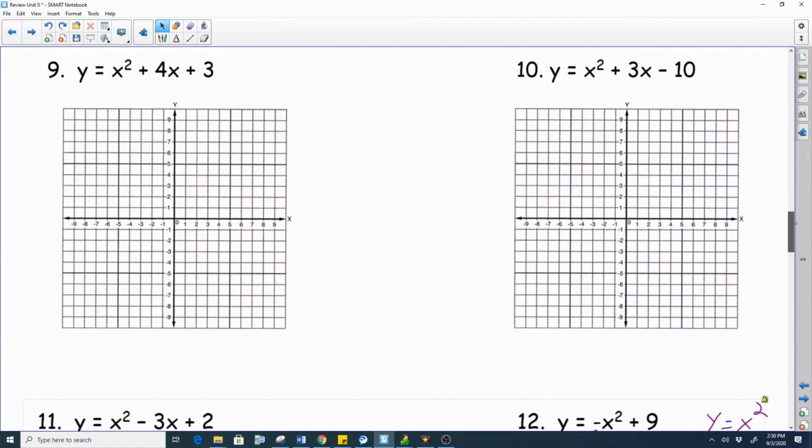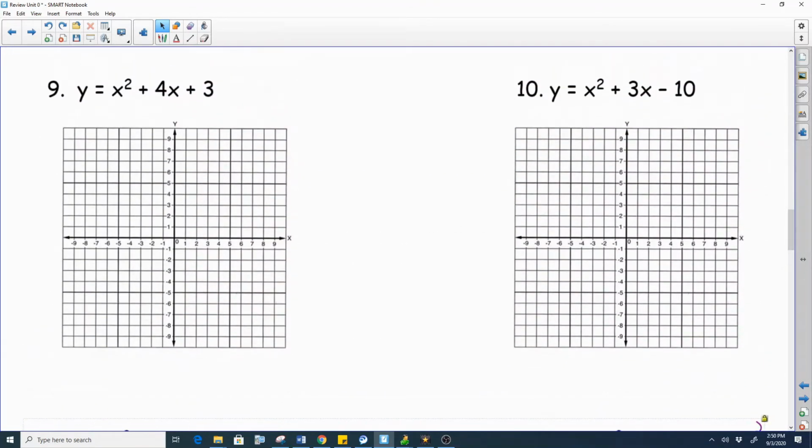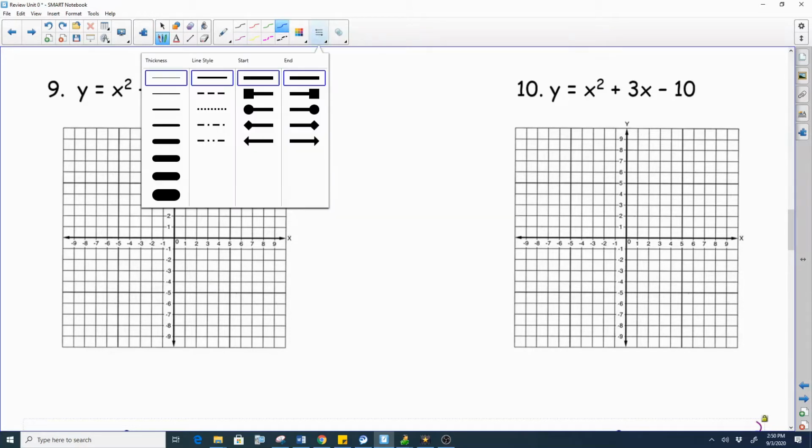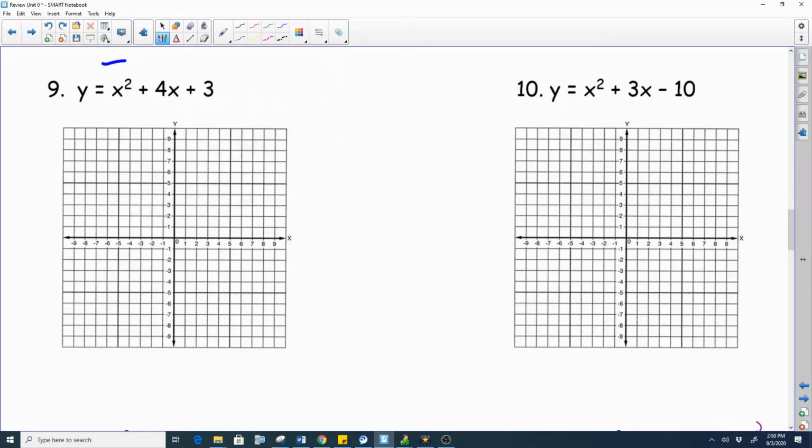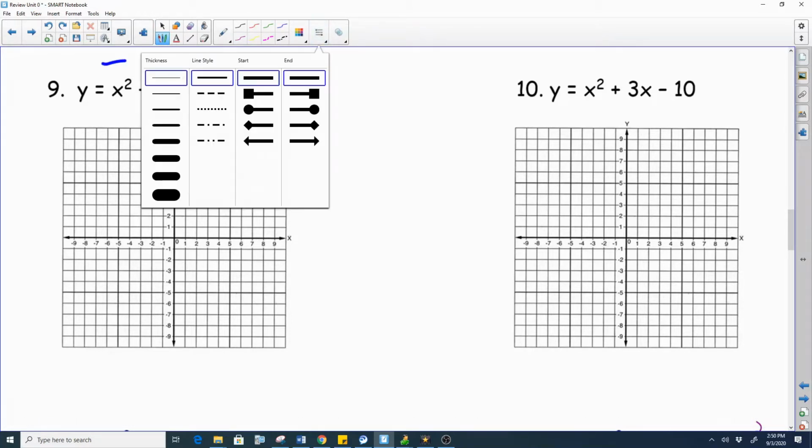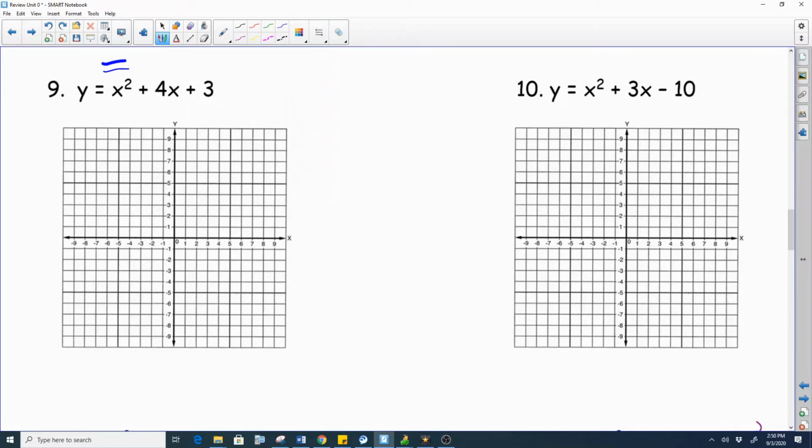But what if it wasn't as easy as that, like number 9 or number 10? For number 10, you could use the formula, remember? Now we're going to use the formula, which is x equals negative b over 2a.